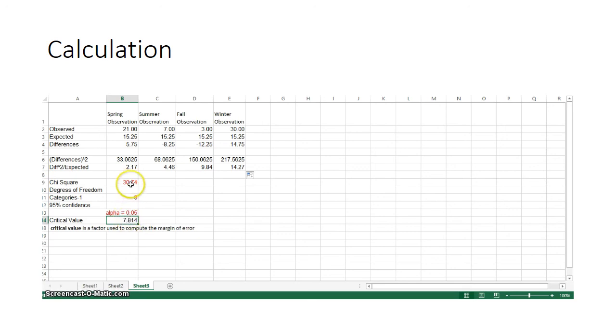If for some reason the chi-square fell below 7.8, then we would accept the null hypothesis, saying that being born during a specific season will influence seasonal allergies. And that's that.